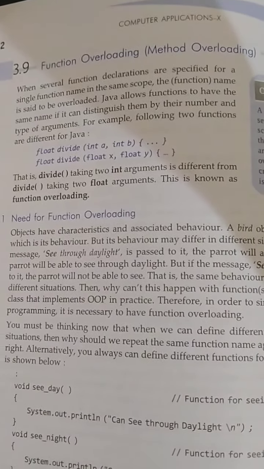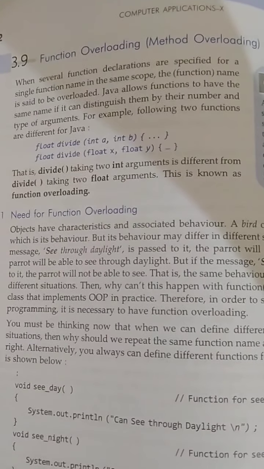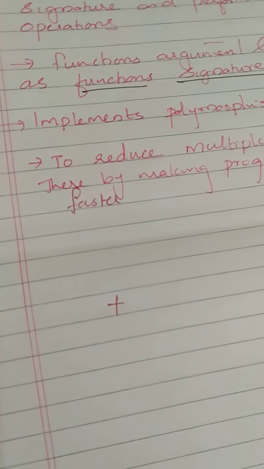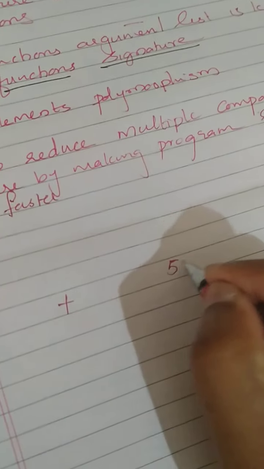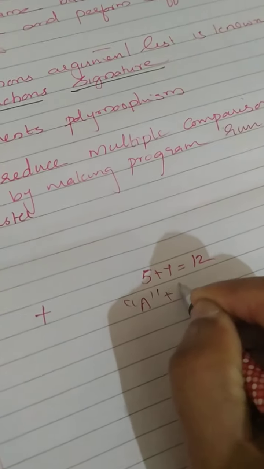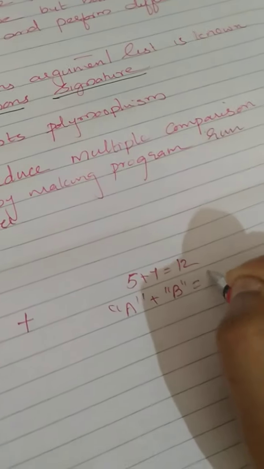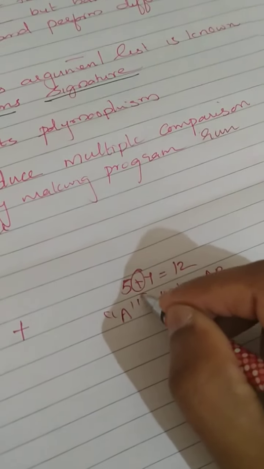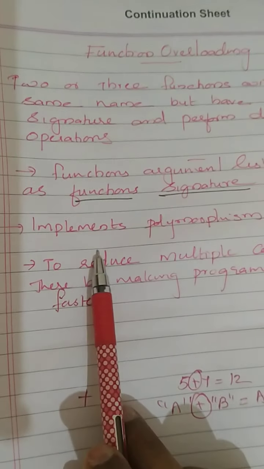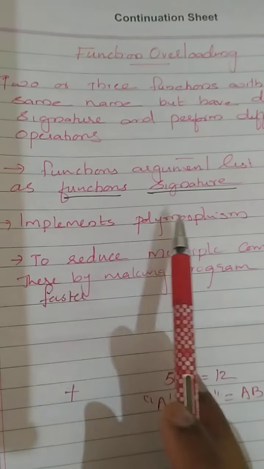What is polymorphism? It's the ability of a message or data to be processed in more than one form. That is, the same plus operator performs two different operations according to the instance. With 5 plus 7 it performs addition, with strings it performs concatenation. The same operator is doing two different operations according to the instance. Function overloading implements polymorphism.